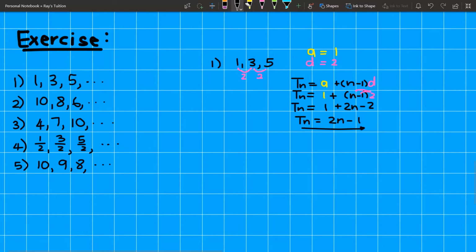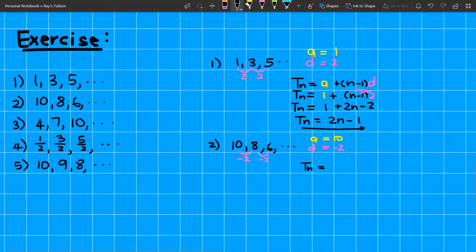Let us do another example. So we have 10, 8, 6, and so on. Once again, we first find A and D. A is the first term, so A is 10. D is our common difference, so let us have a look. 8 minus 10 is minus 2, and 6 minus 8 is minus 2. Be careful that when it is a decreasing sequence, your difference is negative.